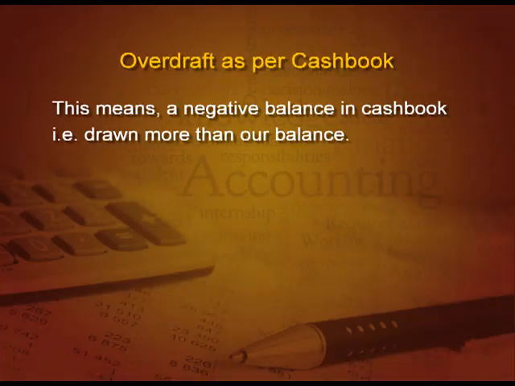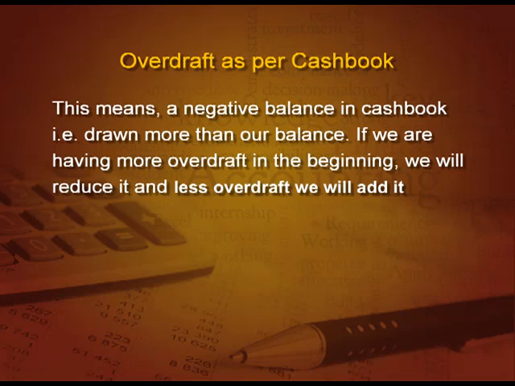That is, if we are having more overdraft in the beginning, we will reduce it, and if we are having less overdraft, we will add it. So, the logic is same, but while preparing the bank reconciliation statement, one thing to remember is we have to start overdraft balance in the minus column and not in the plus column as in case of favorable balance.